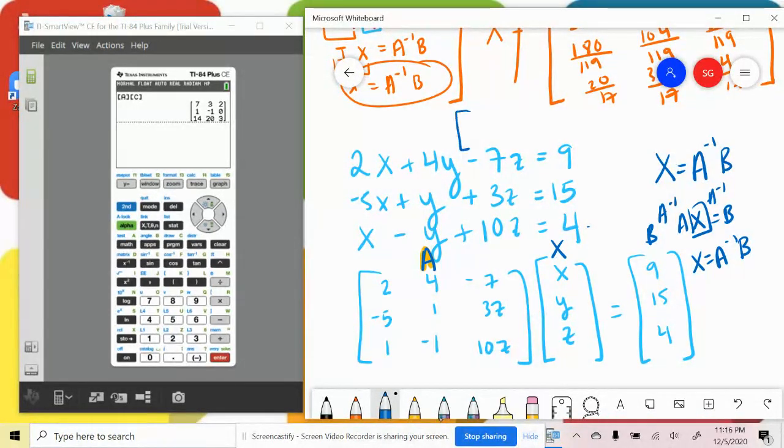I could also write this as something called an augmented matrix, meaning I write it all in one matrix. I've got 2, 4, negative 7, and there's this line here, 9, negative 5, 1, 3, 1, negative 1, 10. Sorry, I've got this 15 and 4. So this is called an augmented matrix, which you might have some familiarity with, or you might have heard that word before. So I wanted to point that out as well.